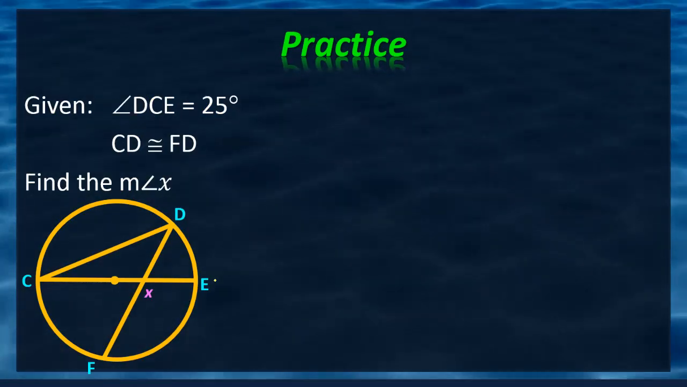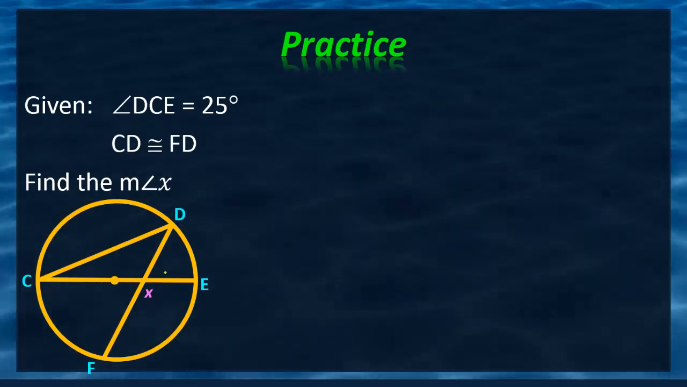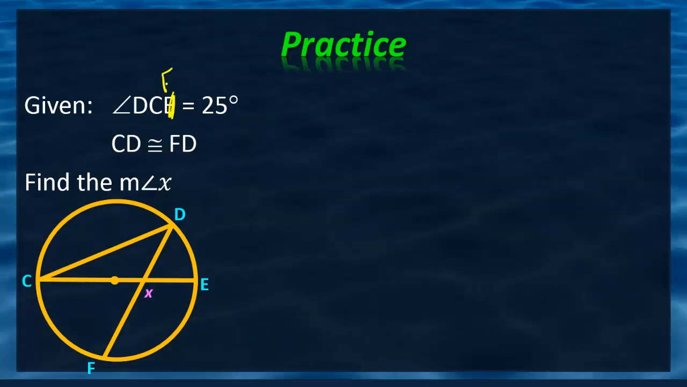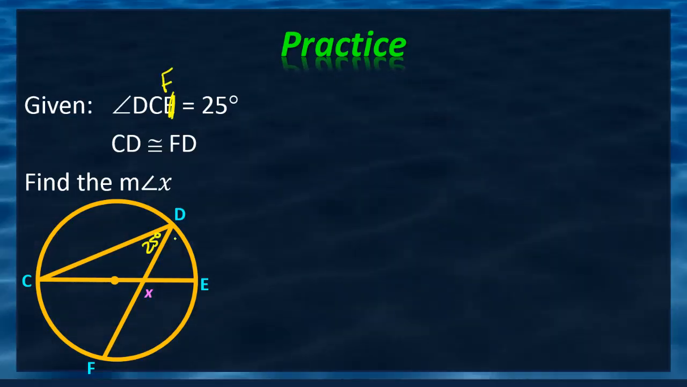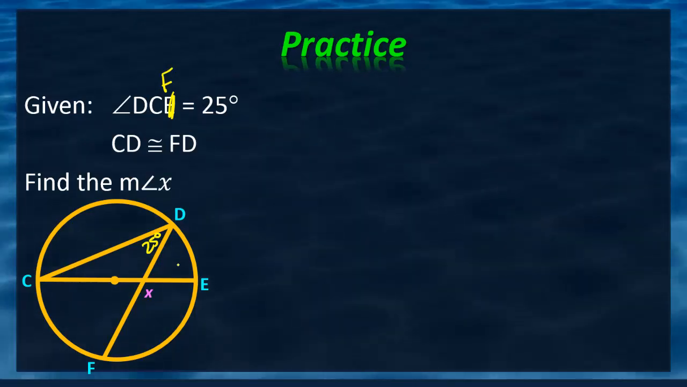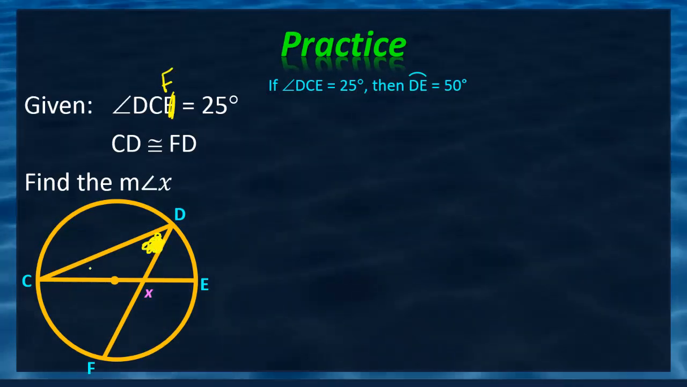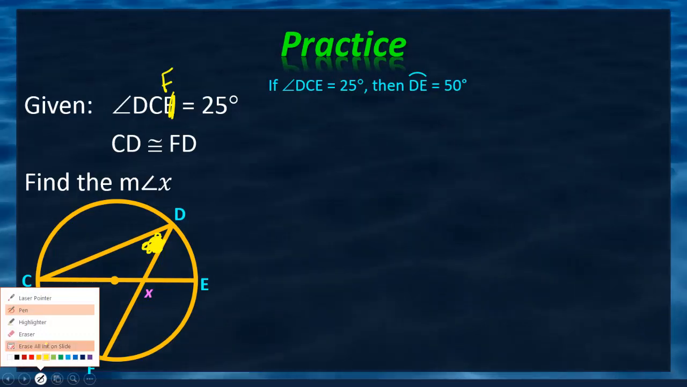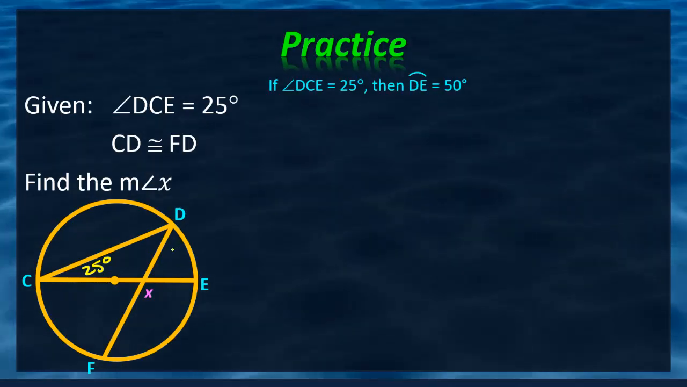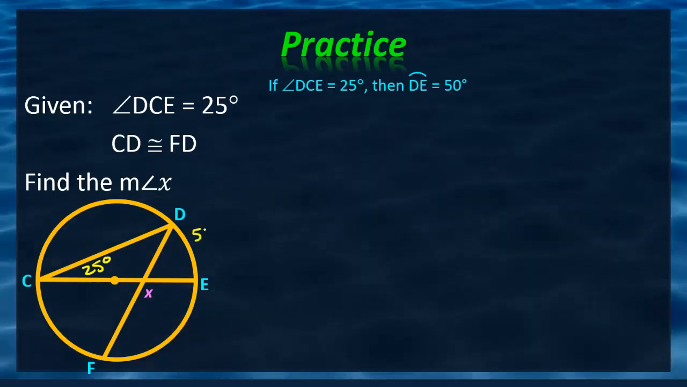So you had a problem like this before, but this one's a little bit different. So you're given angle DCE. I think it should be DCF. DCF equals 25 degrees. And that CD and FD are congruent. We need to find the measure of angle X. So if DCE, oh, I read that wrong. It was DCE. Sorry, it's late right now. So DCE is 25 degrees. So if DCE is 25 degrees, and remember, this is on the circle, so whatever that arc is, it's double the angle, so that means that DE equals 50 degrees.